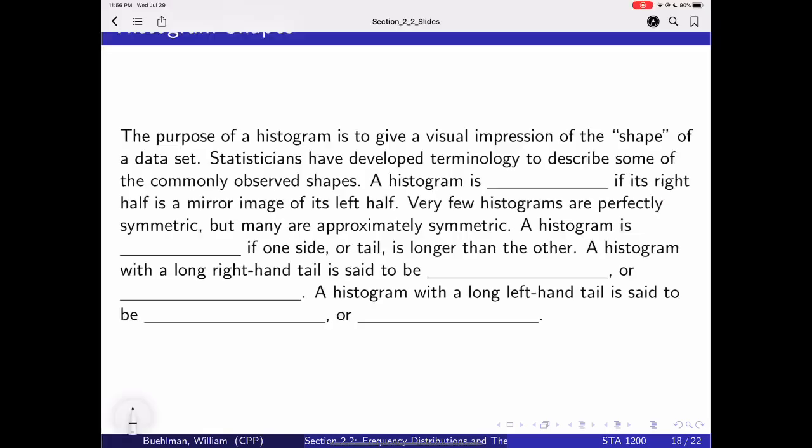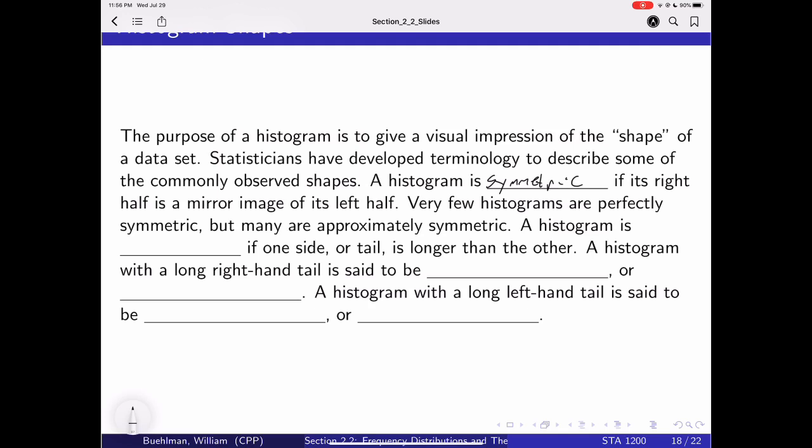So here we're going to talk about histogram shapes. Histograms have a few different shapes. The purpose of a histogram shape is to give a visual interpretation of the shape of the data set. So statisticians have developed terminology to describe some of the commonly observed shapes. A histogram is symmetric if its right half is a mirror image of its left half.